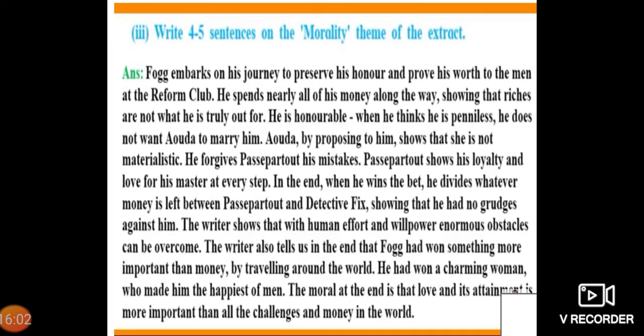The moral at the end is that love and its attainment is more important than all the challenges and money in the world.